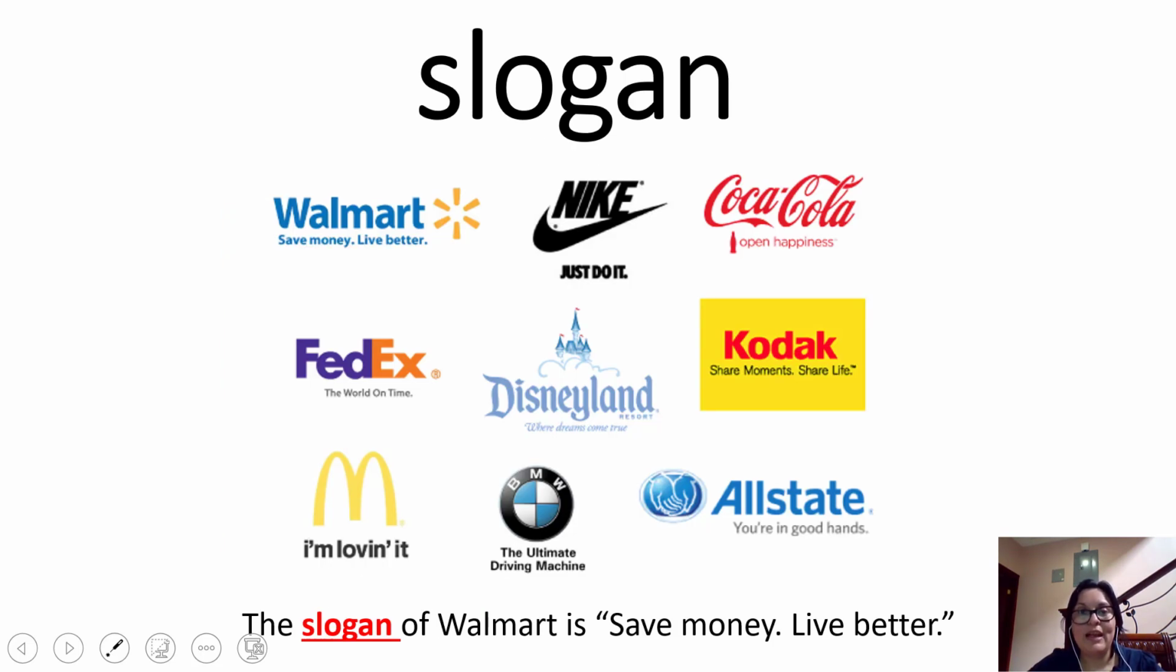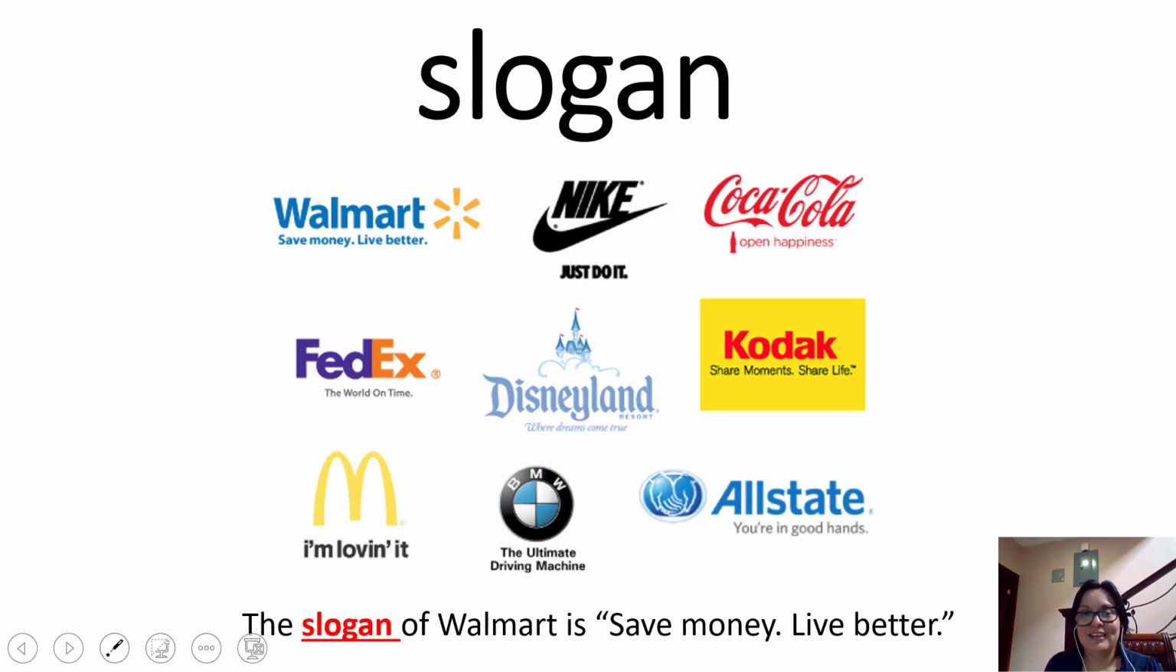Let's continue with the next one. Slogan. Let's repeat after me. Slogan. What do you see in the picture? Coca-Cola, Nike, Kodak, Disneyland, FedEx, Walmart. But if you see, they have like a phrase. Okay, for example, Walmart. Save money, live better. Paga menos, vive mejor in Spanish. Or La Colonia, paga menos, vive mejor. That little phrase that identifies a company is a slogan.